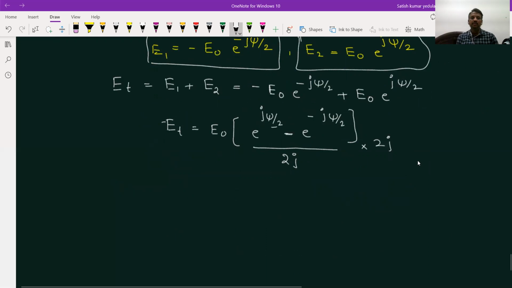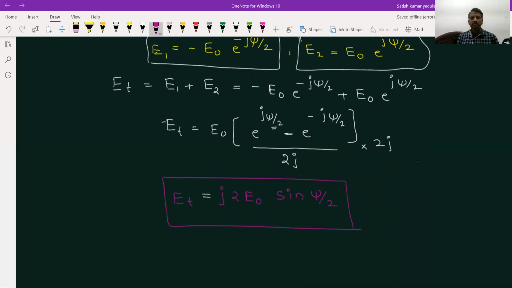Okay, here in place of theta, you have psi by 2. Then what you will be getting is 2j E naught or J2 E naught, anything is fine, if you want me to write J before that. Okay, so J2 E naught into sine psi by 2. This will be the total electric field intensity at a far distant point.